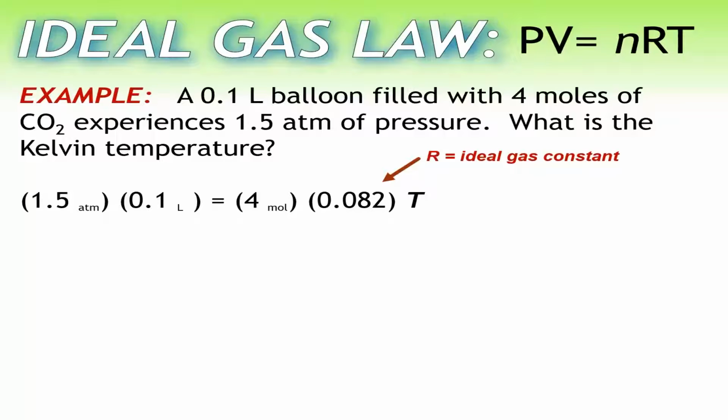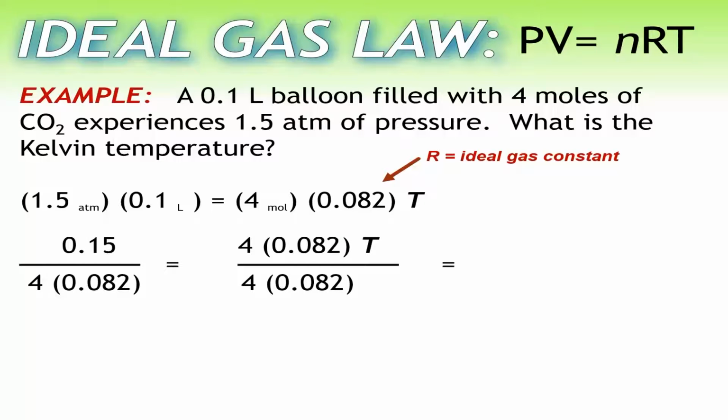How are we going to do that? Well, to isolate temperature, we're going to divide both sides by the numbers next to T. We're going to divide both sides by 4 moles times 0.082. When we do that, of course, it completely cancels on one side, and the units cancel on the other side, and so we just do the math, and that will equal the temperature. In this case, it turns out it's 0.457 Kelvin. Not 0, which would be absolute 0, but less than 1, a very chilly number indeed.